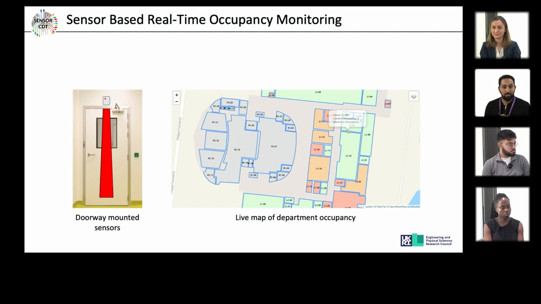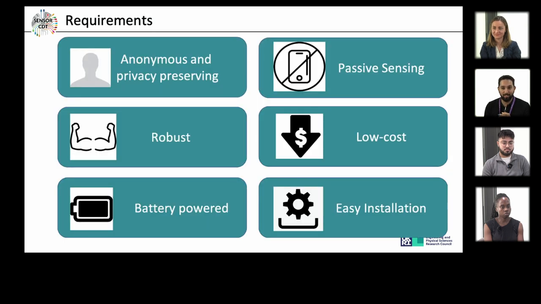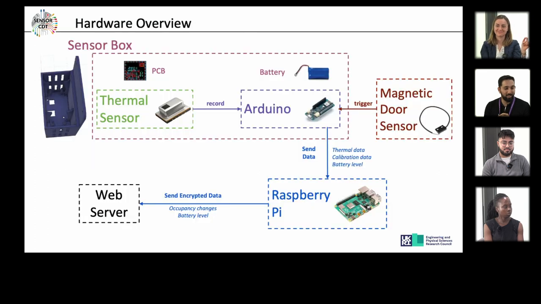So we had basically the sensor, the thermal sensor, that is connected to Arduino. And then the Arduino is linked to a magnetic door sensor, and all of this is linked to a Raspberry Pi, and then the Raspberry Pi is connected to the cloud.